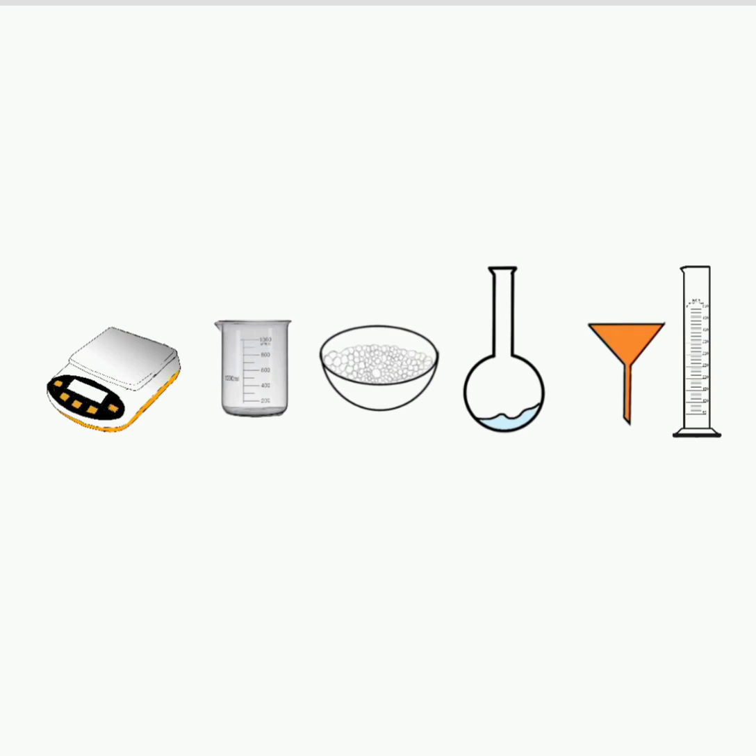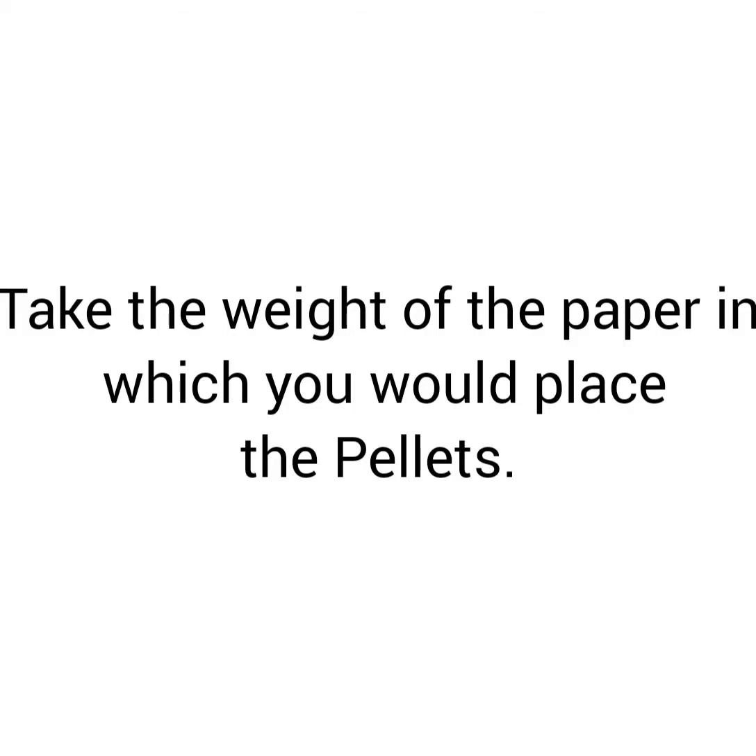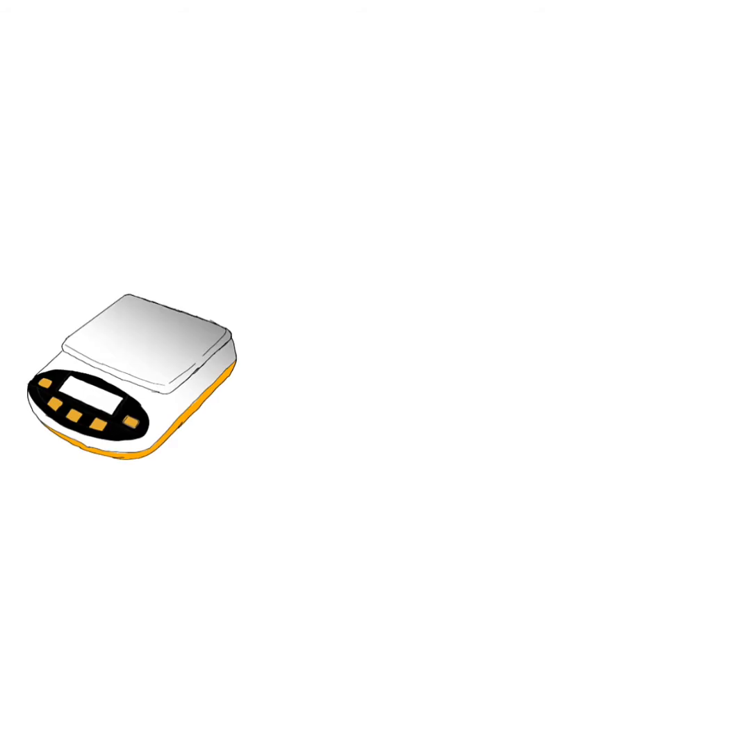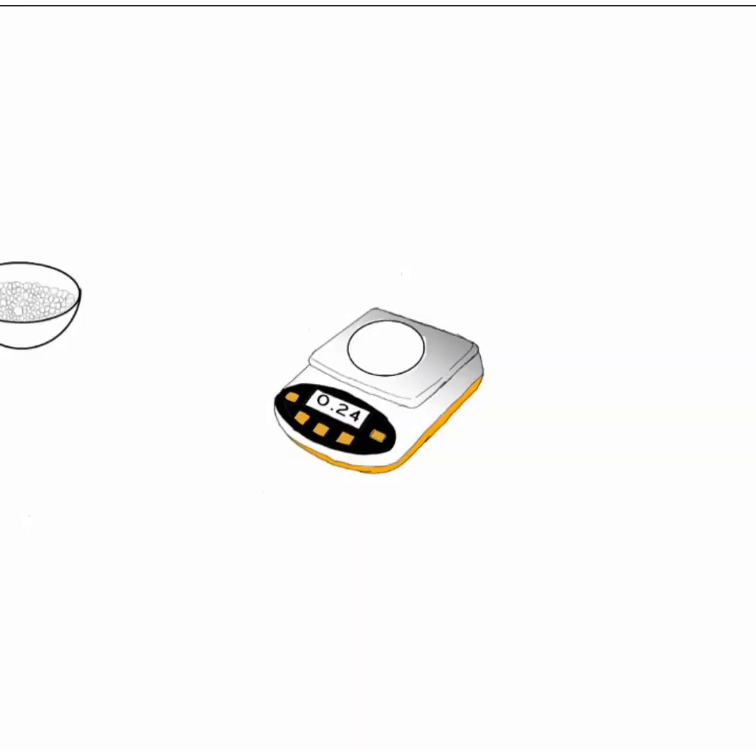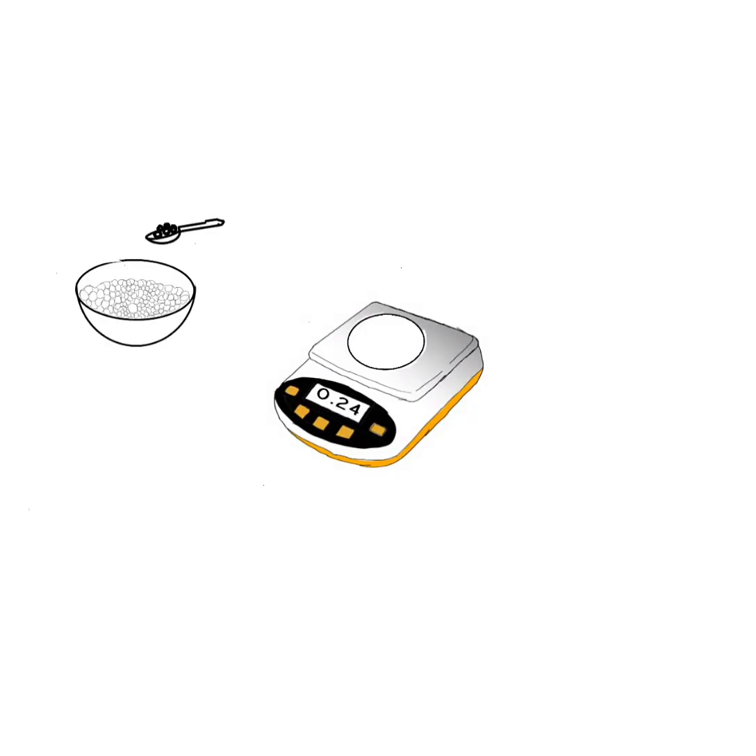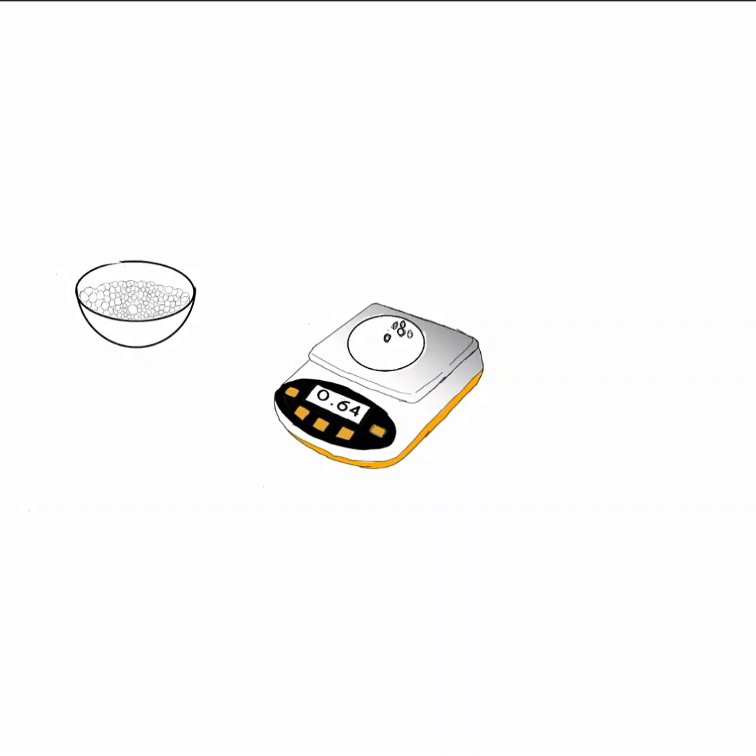Now heading for methods. Take the weight of the paper in which you would place the pellets. In our case, the paper weighs 0.24 grams, and we need 0.4 grams of sodium hydroxide, so we need to total this weight, which would be the weight we are trying to see on the machine. In our case, it's 0.64 grams. Next, we add the pellets till we achieve a total weight of 0.64 grams.